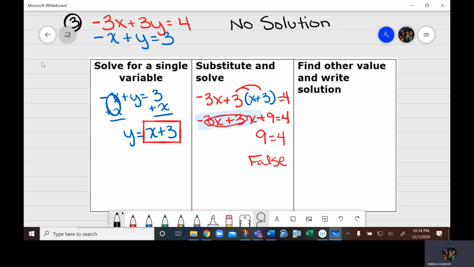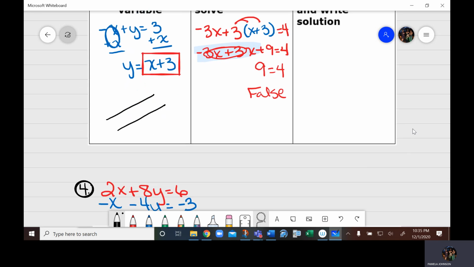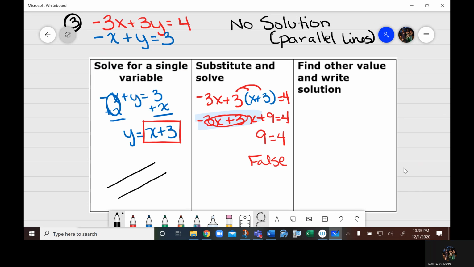And if we were to actually graph these two equations, we would find out that they're actually parallel lines. These two lines would run like this next to each other, and they would never cross. So there's no solution. We can even make a note of that and say that they are parallel lines. Because it was false, we don't have to do anything about finding the other value and writing our solution. Our solution is that there is no solution.